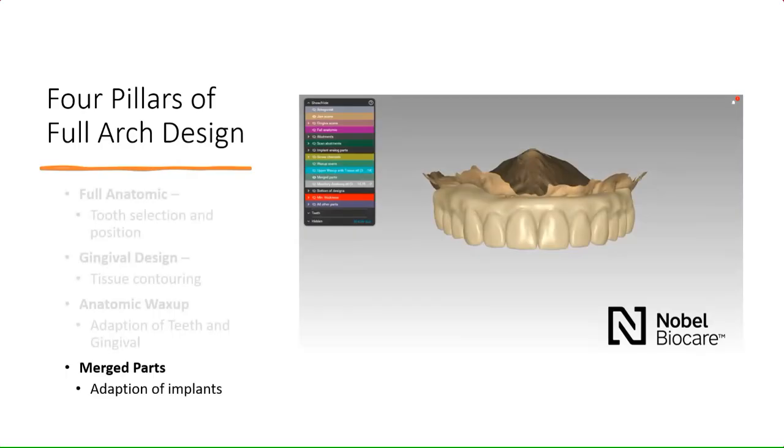And then the fourth pillar is when you merge the parts together and you adapt the implants to it. I try not to do a lot of modifications in this stage. I just like to get it merged, maybe smooth out a few extra areas, but I try to do everything in the anatomic wax up, which I'll show you. So that's the 4 pillars that I look at, and you'll see that as I go through the designing.